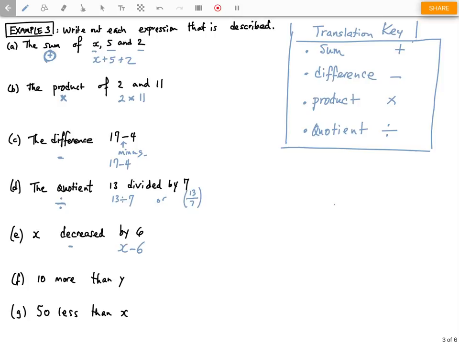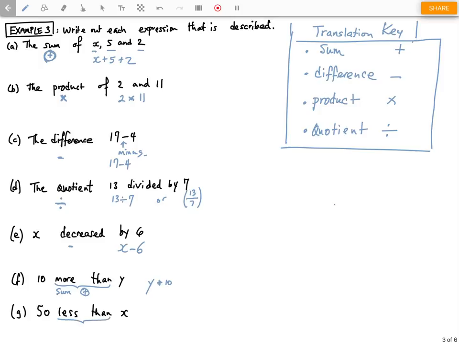More than is another way of saying the sum. And in our translation key in the upper right hand, what does the sum mean? The sum means to add. So, 10 more than y. Well, let's do this. The variable y, and then 10 more, also known as sum or add. So you add 10 more. So y plus 10.